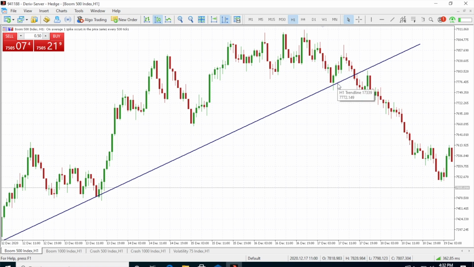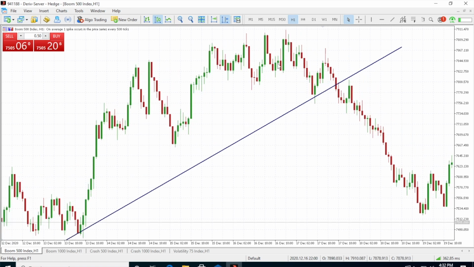We need some kind of confirmation, right? But I see at this level there are multiple rejections. Here the market is trying to go up, but it was not able to break this level. Here it went up and there is a big rejection. Again it tried to go up, it got reversed. Again it went up, and there is a big wick and it got rejected. Three times the market was rejected.